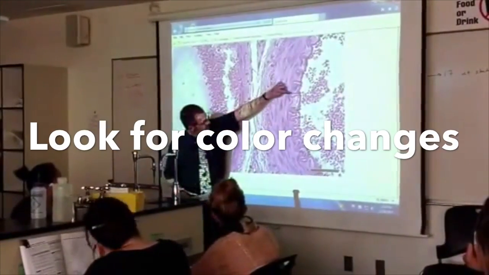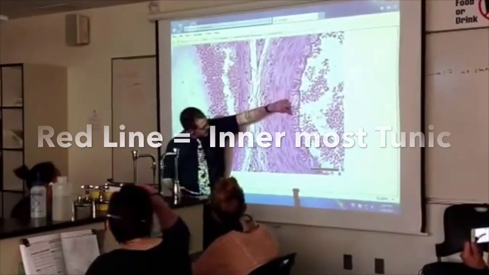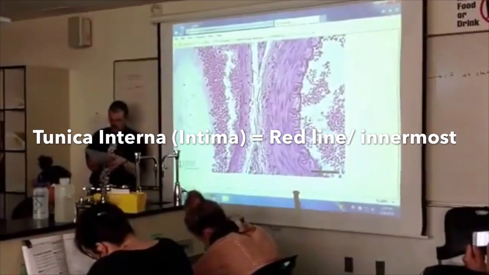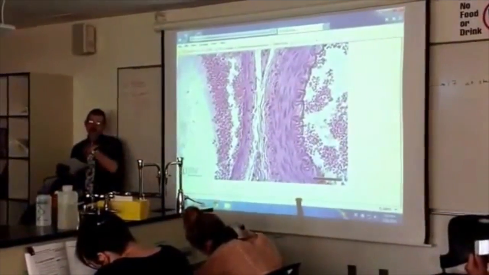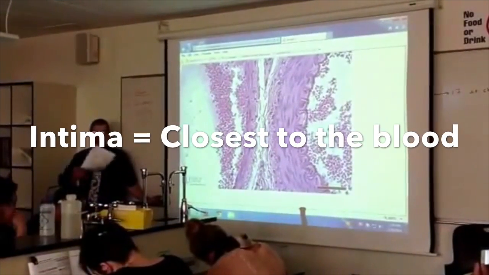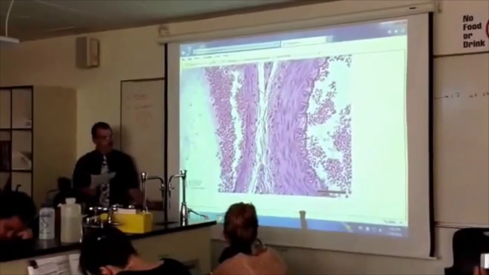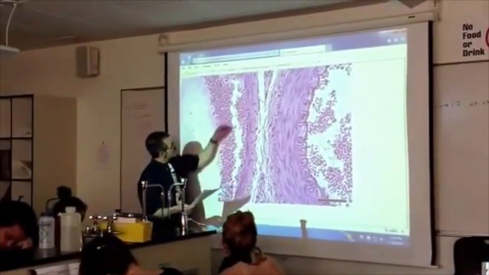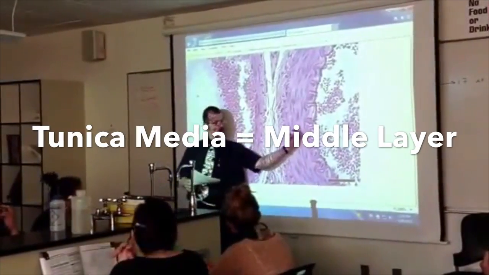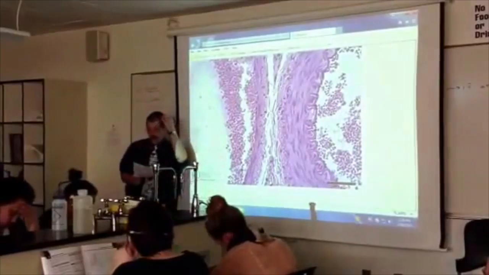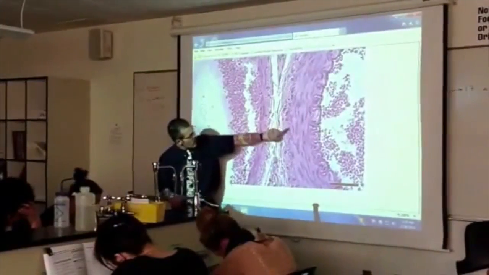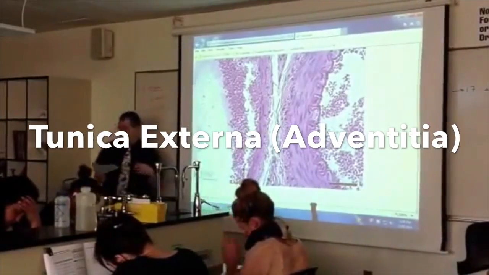For example, can everyone see there's a little red line out here? That would be the innermost tunic, the tunica interna, or tunica intima. Either way is fine. I learned intima, so that tends to be what I use. Intimate means close. That's the one closest to the blood, or internal. The arteries have it, and actually these ones have it too. Recall the layer from here to here: tunica media, meaning middle. Then what would you call the layer from about here to about there? Externa, also called the adventitia.